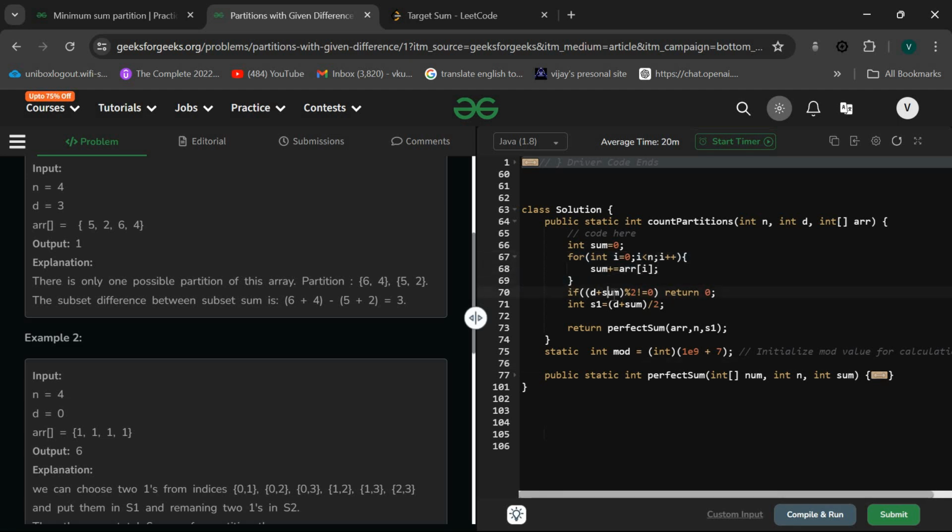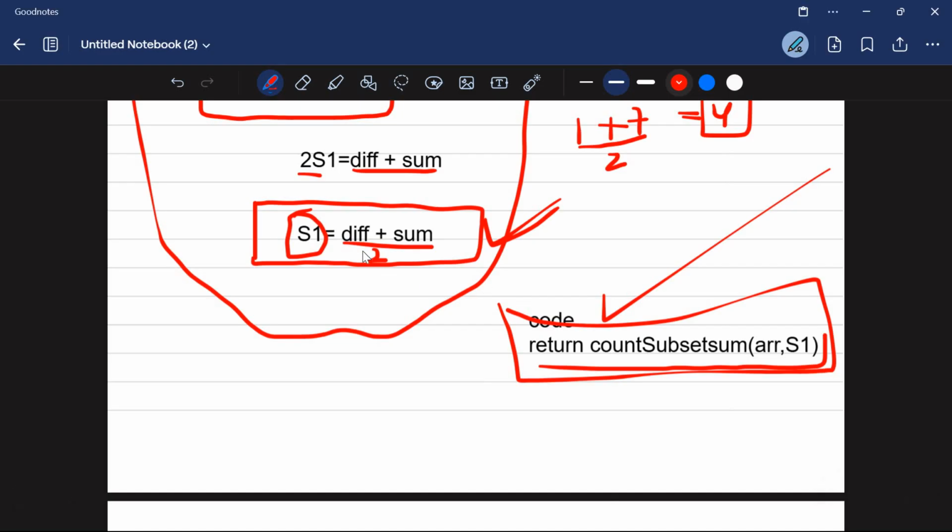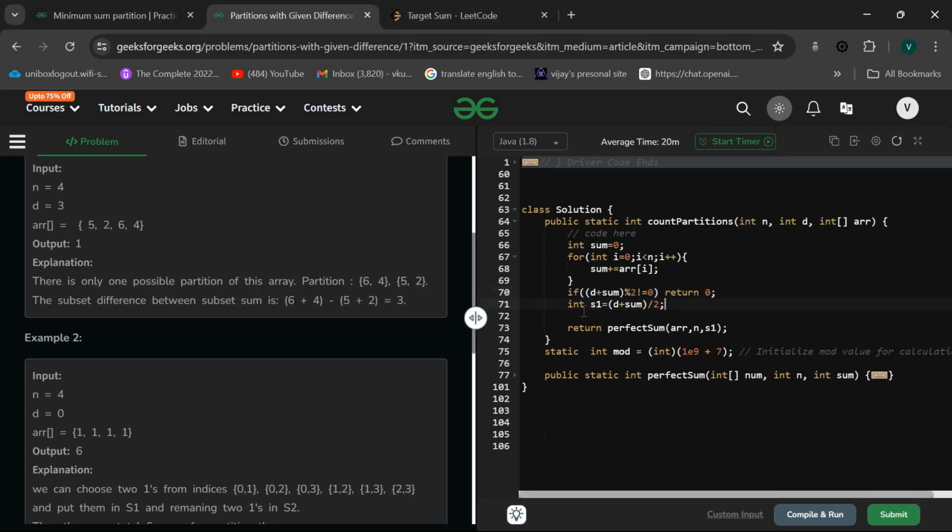This is the exception case: if S1 has a decimal value, maybe, since we divide S1 by 2, if we get an even value, that's why we can divide by 2, and the output will also be an integer. If S1 is a decimal, we will simply return 0. So बस यही है. Perfect sum problem means वही return count of ये इसका कोड है.